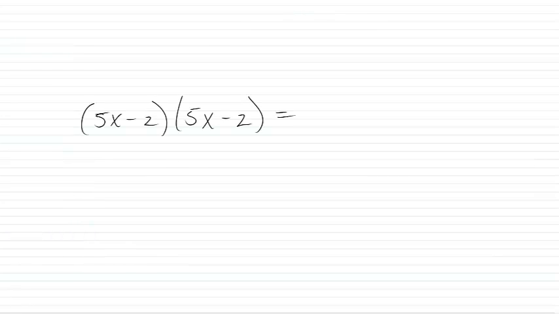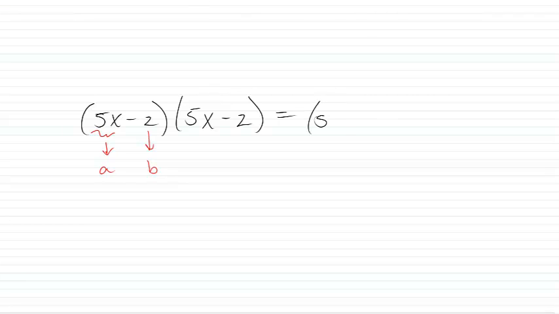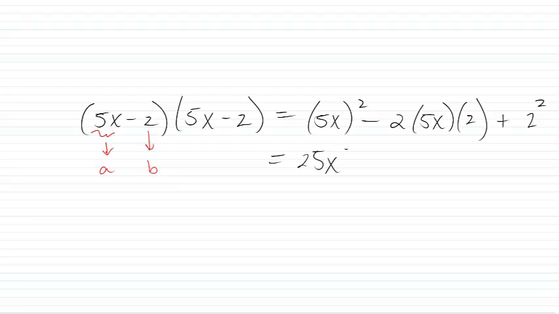Now I want you to pause the video and try this example on your own. You should have said that a is 5x and b is 2. And then when we plug into our pattern, we have 5x squared minus 2 times a times b plus b squared. So here when we simplify, we get 25x squared minus 20x plus 4. So we're going to be doing some practice with these patterns in class.